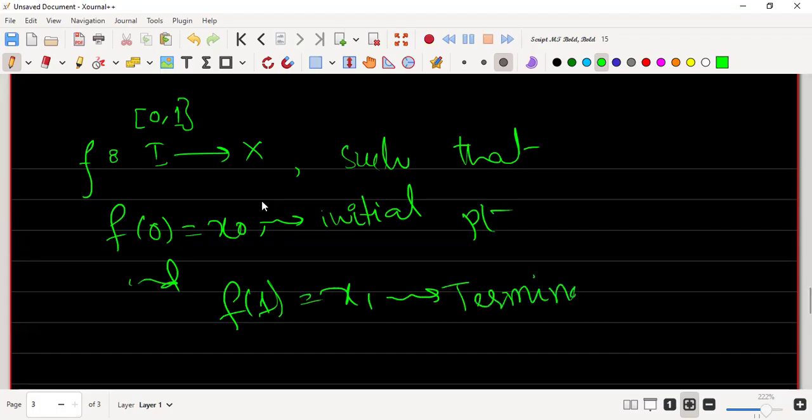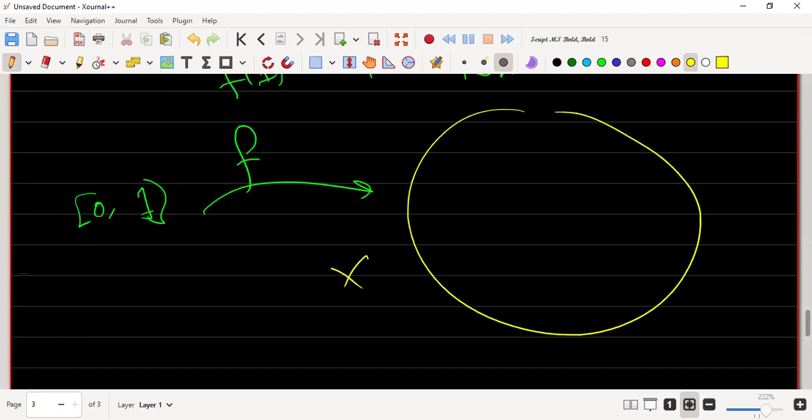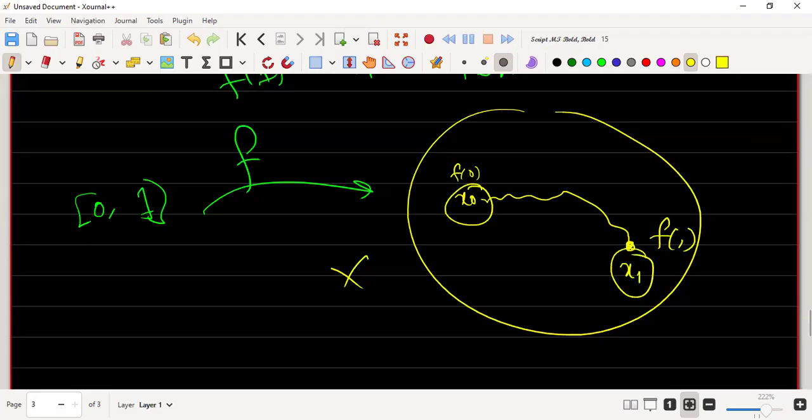This is the terminal or final point of the path in X, which means that f is a path from 0 to 1. Sorry, this is a continuous path from 0 to 1 into the topological space X. If we substitute 0 in this function, we get the first point, and at the last point, f of 1, we get x1. This is the terminal point and this is the initial point according to the definition of a continuous path. So let's read again.